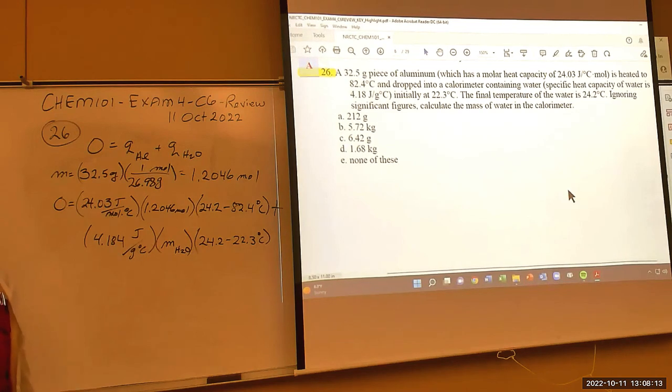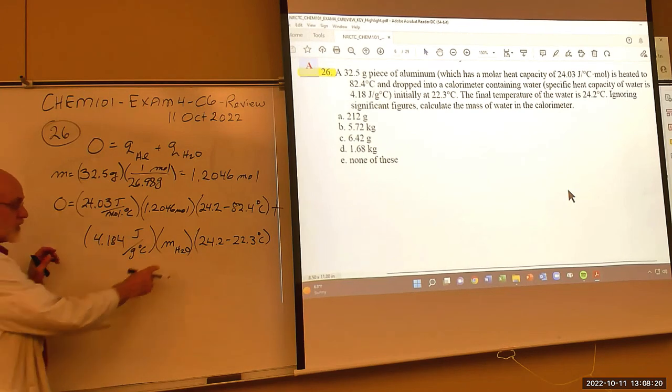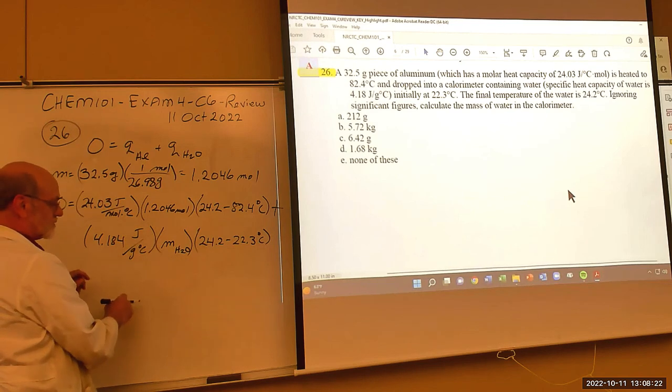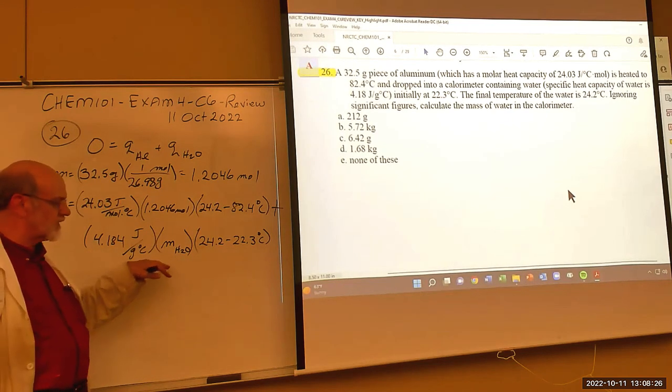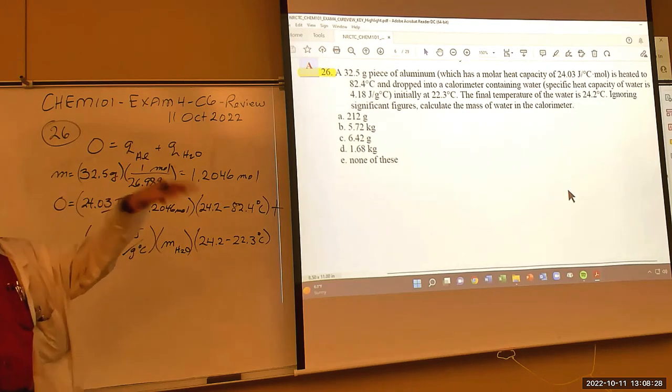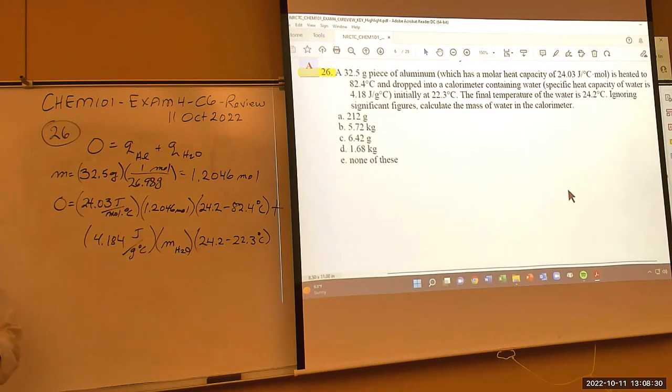Do we need to work this out? No? Okay, good. And then when you solve for this value, right? Solving an algebraic equation is a matter of getting the unknown on one side of the equation, everything else on the other side, right? Then you know what the value is. So if you do this right, you should come out with 212 grams.